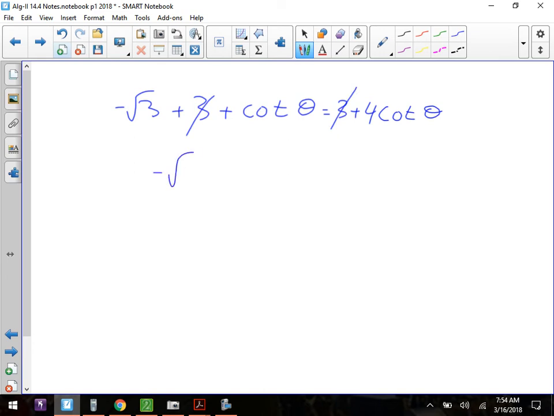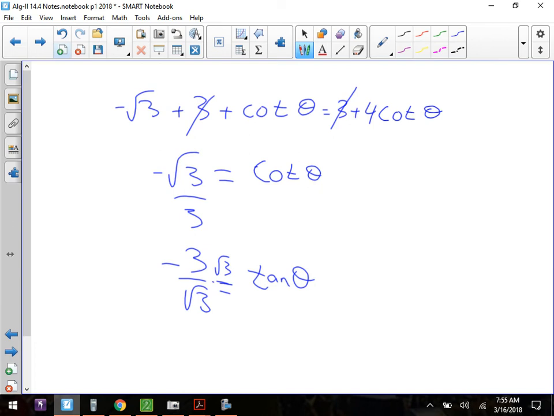And I get negative root 3 equals 3 cotangent theta. Divide by the 3. So that means that if I reciprocal this, I'm going to get negative 3 over root 3 is the tangent of theta. So when I rationalize that, multiply top and bottom by the root 3. Oh, yeah, so it's root 3 over 1. I said 1 over root 3, so excuse me. So yeah, you get negative root 3 over 1.